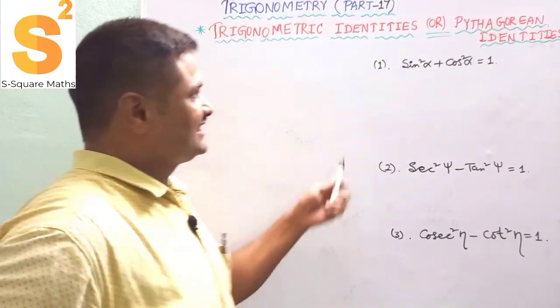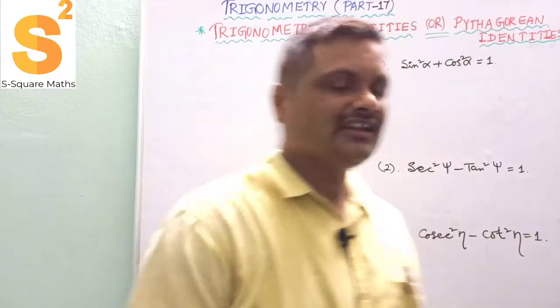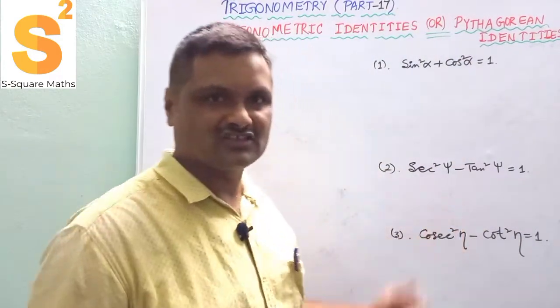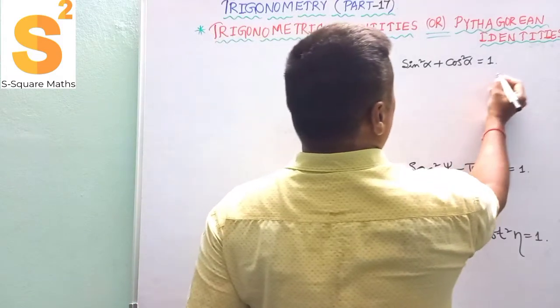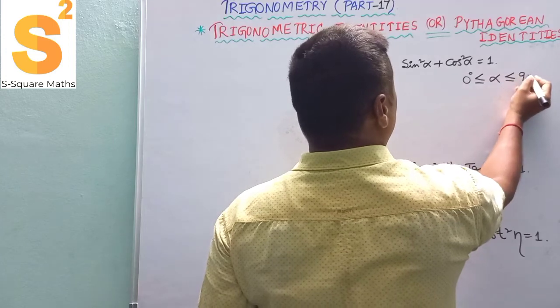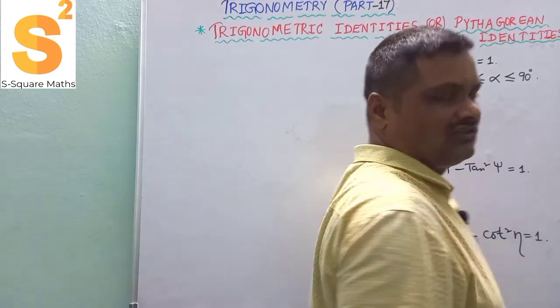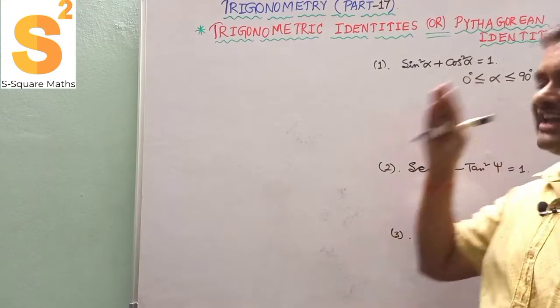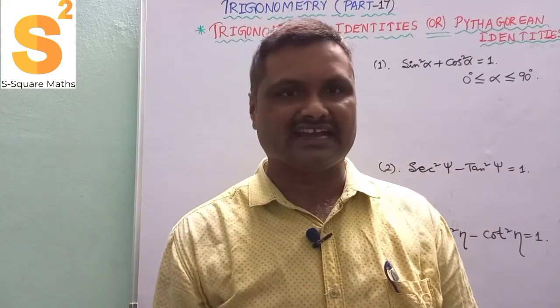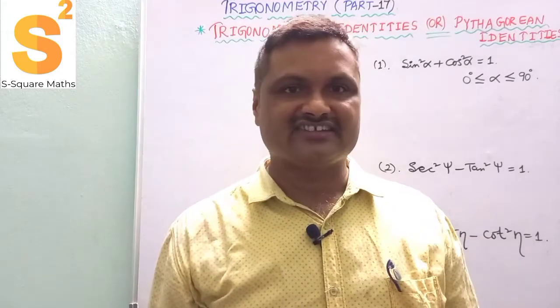Now, is there any range for the given angles alpha, psi and eta? Let us go through it. Here, 0 degrees is less than or equal to alpha, which is less than or equal to 90 degrees. What is the meaning of this? Alpha lies between 0 and 90, including 0 and 90 degrees. That is the condition here.